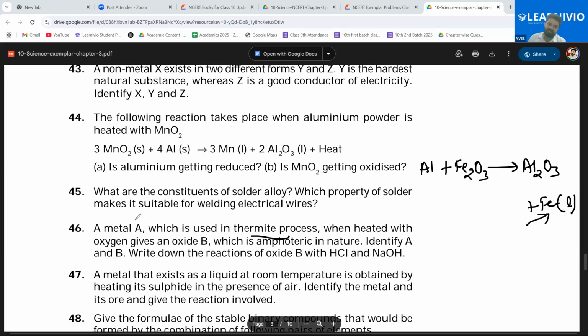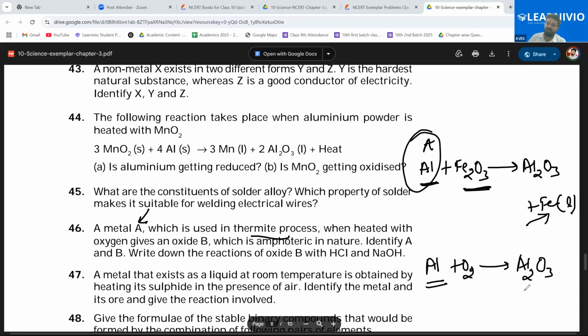So it is saying that A is a metal, not a compound, and this is a metal which is aluminium, used in the thermite reaction. When heated, it gives an oxide B. So when you heat aluminium with oxygen, it gives the oxide Al2O3. Can you write the reaction of A and B? Identify A and B. A is aluminium and B is this one.